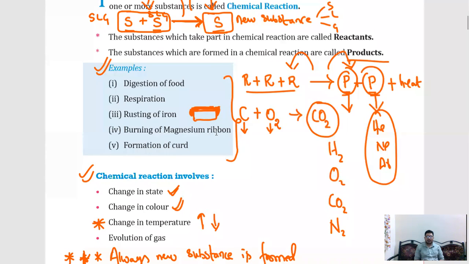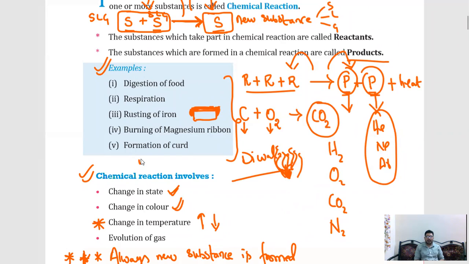Burning of magnesium ribbon. You can go to your laboratory or you can observe it on Diwali days. On Diwali, you will be taking some ribbons. If you heat that magnesium ribbon in the presence of oxygen, it will glow with a white dazzling flame. Again, that powder cannot be made back into magnesium ribbon.